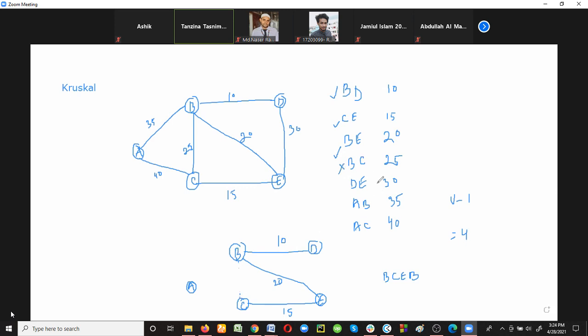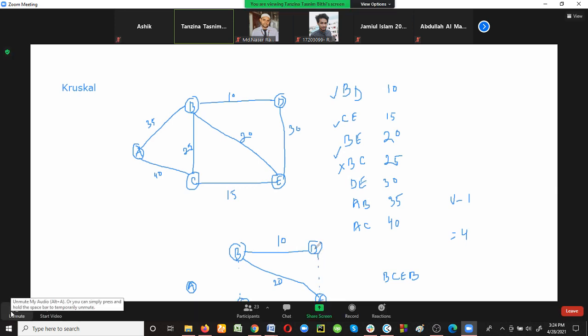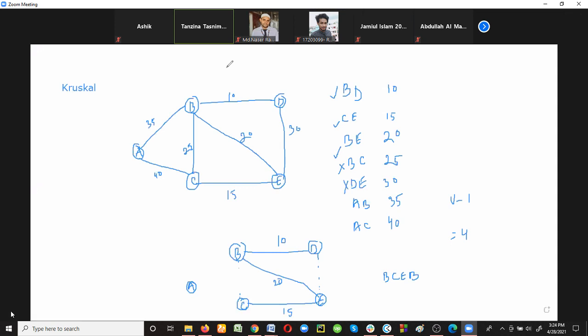Okay. Now the next edge is D. So can we take that edge D? No. Why not? Because it will create a loop. Sorry, it will create a cycle. That's why it will be removed. Okay. Now the next edge is AB. So can you take that edge? Yes. So this is AB with the weight 35.